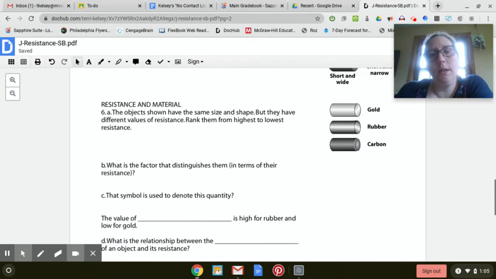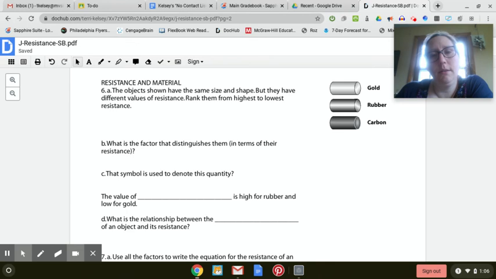All right, and then there's one additional thing here. Okay, the objects have the same size, but they have different values of resistance. Rank them from lowest to highest. Okay, the highest resistance would be rubber because it's an insulator, and then carbon, and then gold is the best conductor right there. Okay, so what factor distinguishes them? Their ability to conduct, or metal, non-metal, metalloid kind of thing.